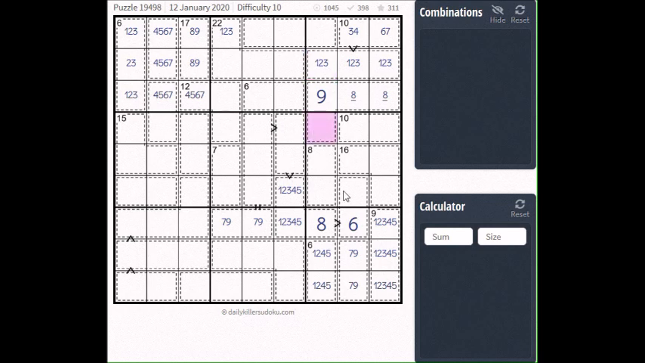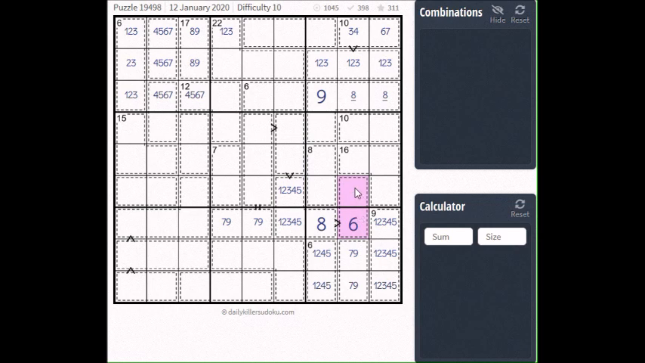Now I'll move back to this box here. Note that the sum here is 34, so the remaining cells would add to 11. This cannot be. Note that the maximum value for this cage, if this is 16, 16, 15, 14, this is 13.